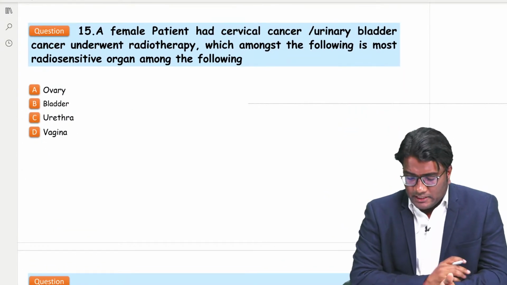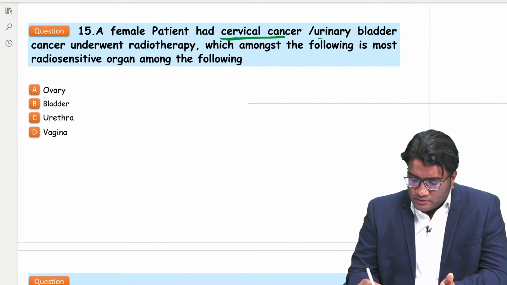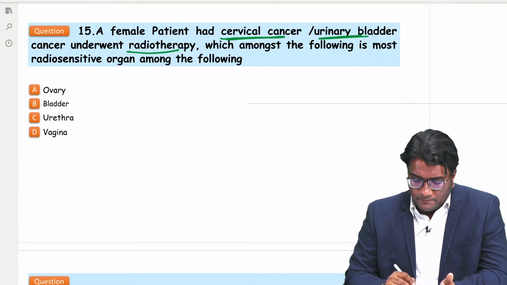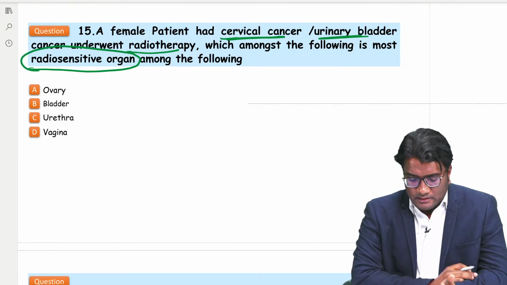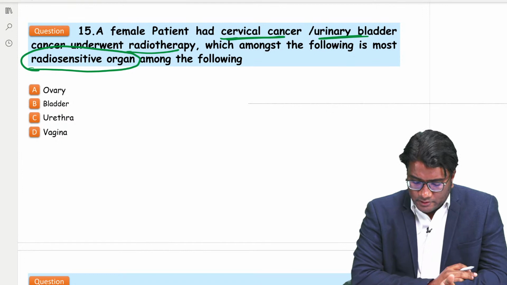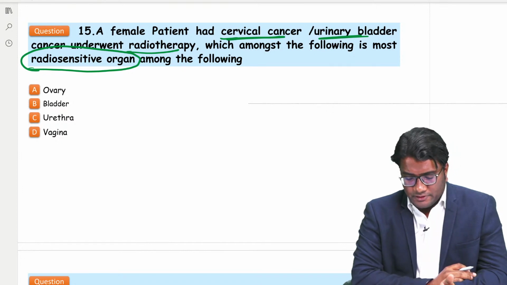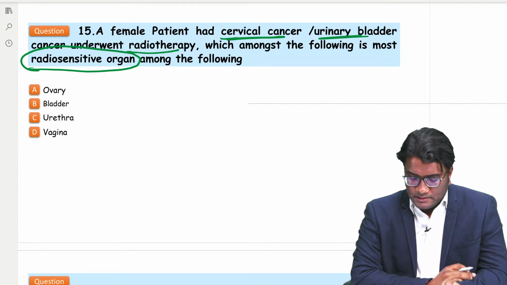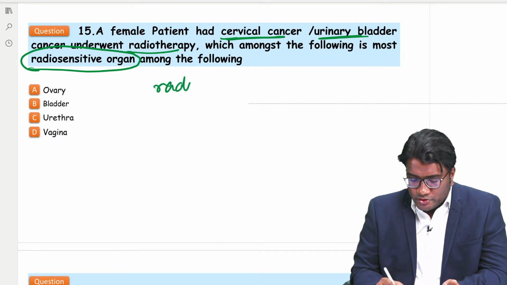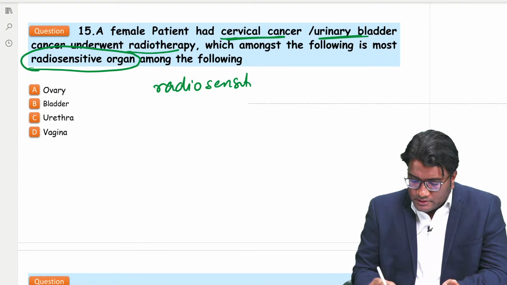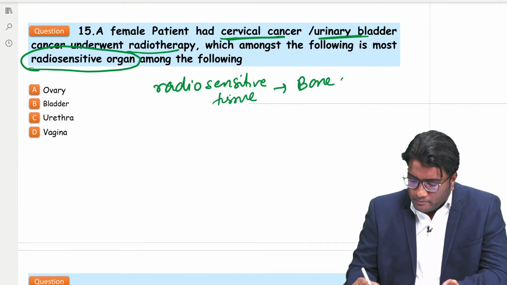A female patient had, I think, cervical cancer, or some students were saying bladder cancer, and underwent radiotherapy. Which is the most radiosensitive organ among the following? Bladder, ovary, urethra, vagina. What did you answer for this? Remember, what is the most radiosensitive tissue in the body? The most radiosensitive tissue in the body is your bone marrow.